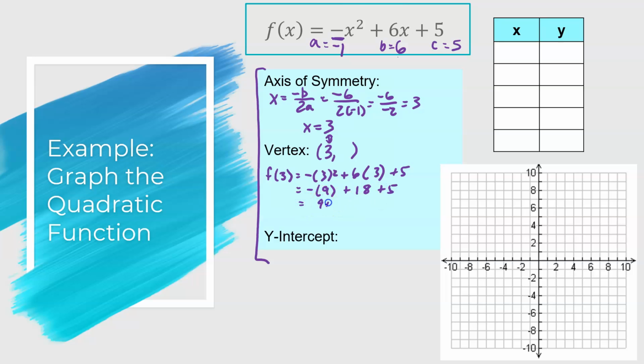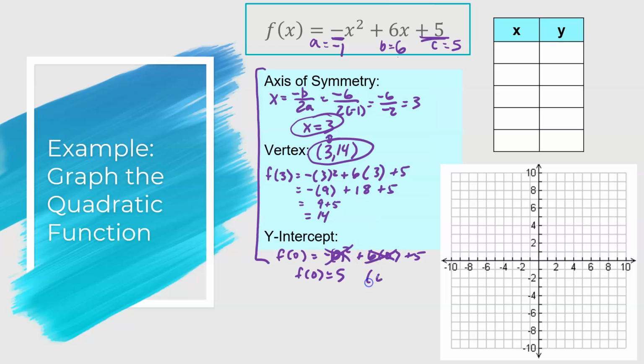So -9 plus 18 is 9 plus 5, which gives me 14. So the vertex is the point (3, 14). The axis of symmetry is x equals 3. And the y-intercept, as we reviewed, that's when x is 0. You could, in theory, figure it out every time, but you're going to waste your time. Because x is 0, it's always going to make those first 2 pieces go away. So your y-intercept is always whatever this last number is. So it's the point (0, 5). All right, so we can find those 3 things by using what we learned yesterday.